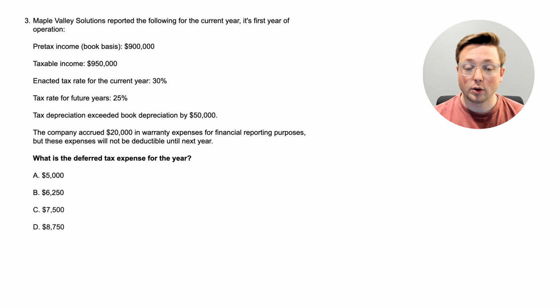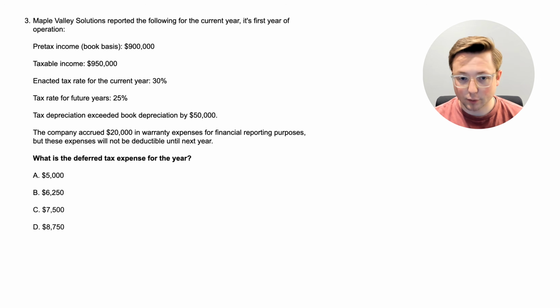Maple Valley Solutions reported the following for the current year, its first year of operation. Pre-tax income, this was the book basis, $900,000. Taxable income, $950,000. Enacted tax rate for the year, 30%. Tax rate for future years is 25%. The tax depreciation exceeded book depreciation by $50,000.